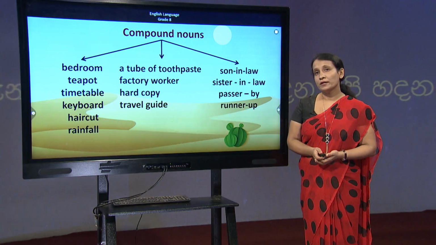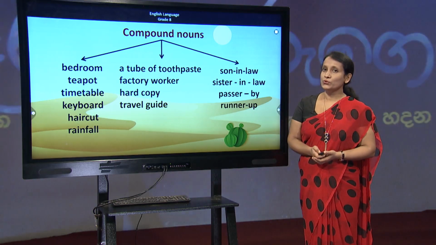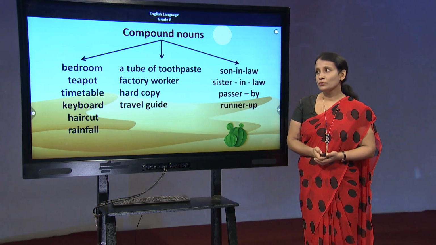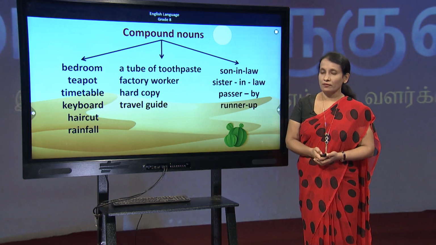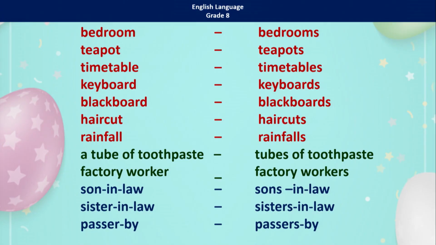How can we form the plural of these nouns? What are we going to do, Suchitra, to form the plural of these compound nouns? We can add an S. Yeah, we can add S. Bedroom becomes bedrooms. Teapot, teapots. Timetable, timetables. Keyboard, keyboards. Blackboard, blackboards. Haircut, haircuts. Rainfall, rainfalls.